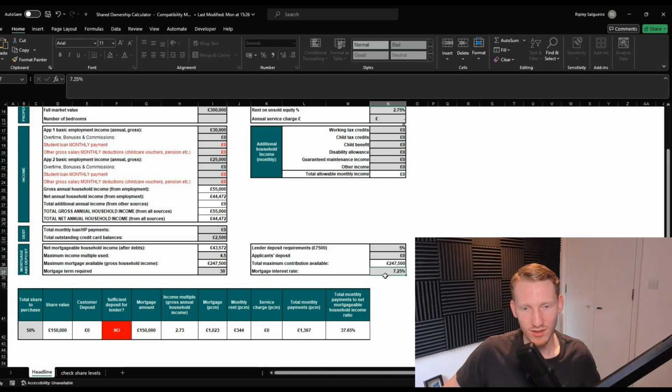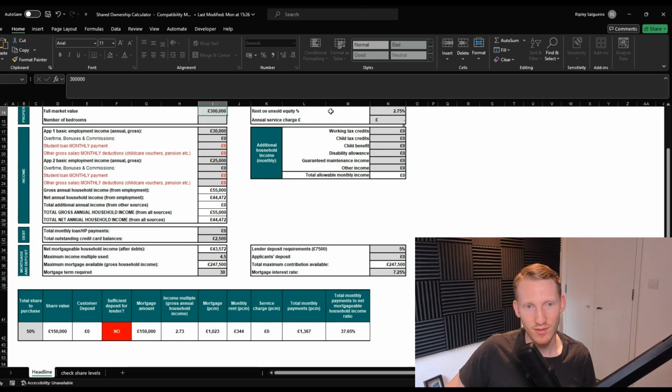Based on that interest rate, this would cause the mortgage payment to be £1,023 per month, and then the rent on top of that would be about £344 per month. So it'd be a total payment of about £1,367 to buy 50% of the property worth £300,000. Of course, it's quite high because the interest rate is high.